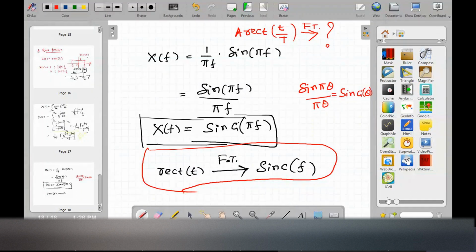Did you copy it? Can I turn off the screen sharing? Sir, will you share the notes, the page from the previous group?